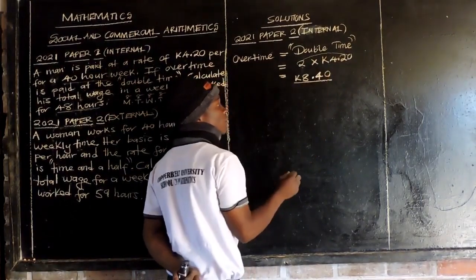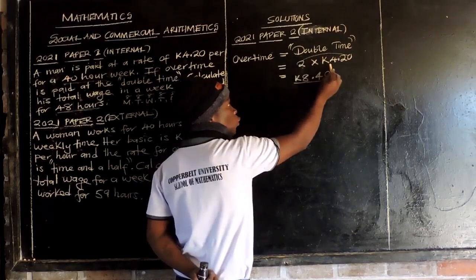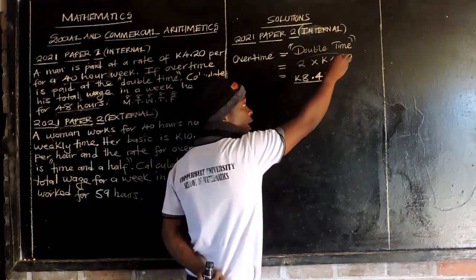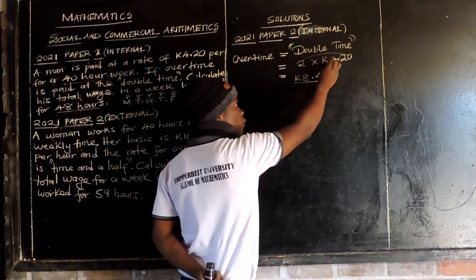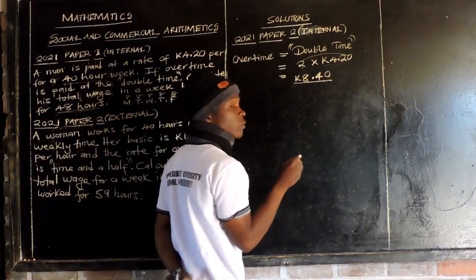Are we together, people? Just multiply by 2. This is the same as double. So just say 2 times whatsoever was given per hour. So 2 times 4 kwacha 20 ngwe, you get 8 kwacha 40 ngwe. Are we together, people? Yes.